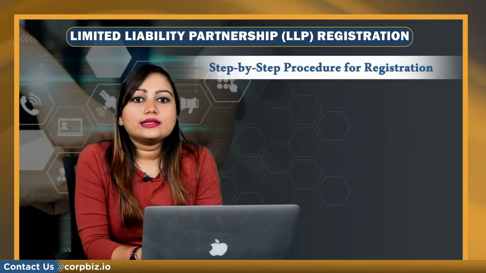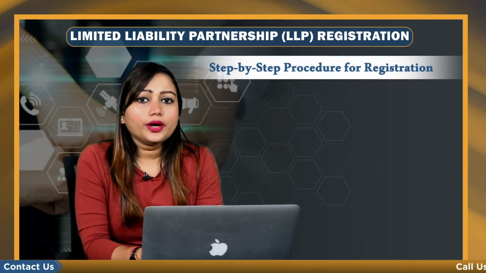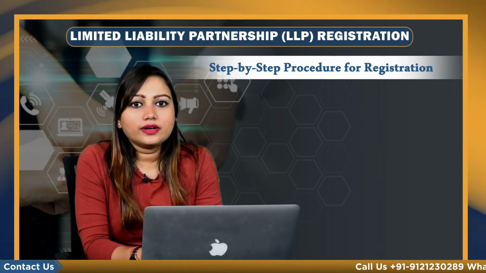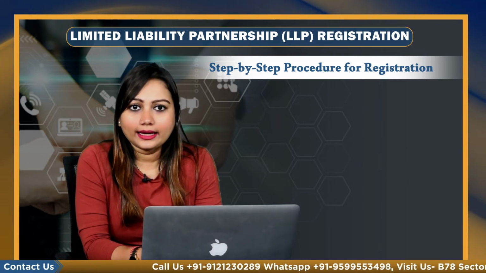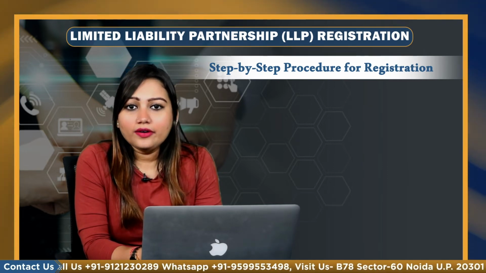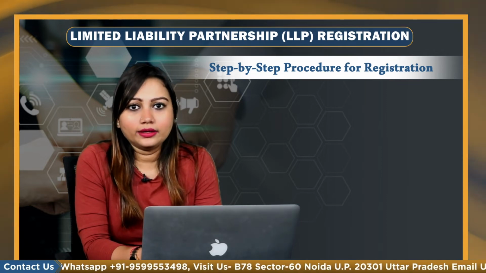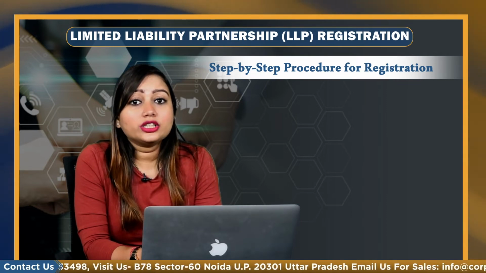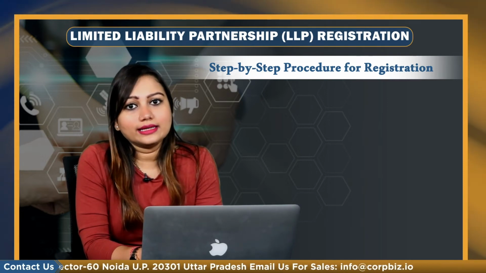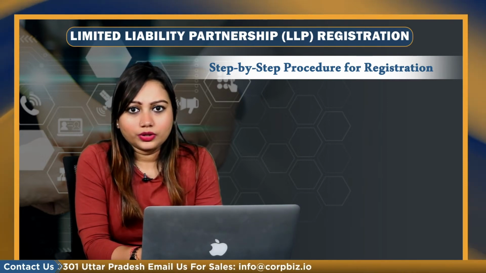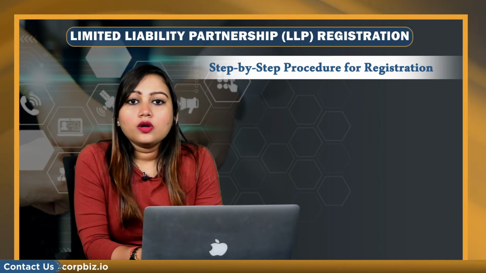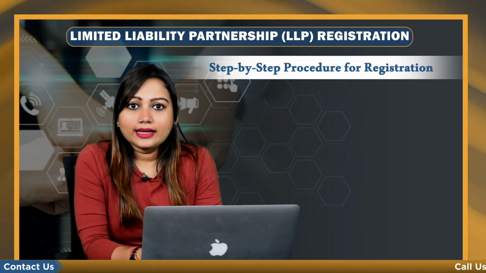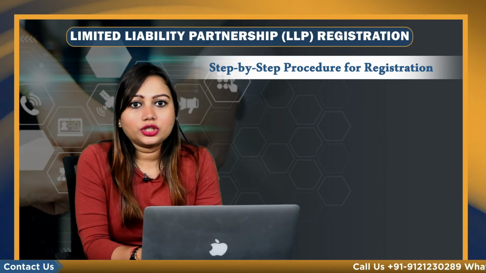Now let's take a look at the step-by-step procedure for registering an LLP in India. To incorporate an Indian LLP, you must first secure the designated partner identification number, also known as DPIN. This can be done by filing an e-form for securing DPIN or DIN. You would then require obtaining digital signature certificate, also called DSC, and register it on MCA's portal. After that, you need to get the name approval for the firm from the ministry. Once the name is acquired, you can incorporate the LLP by filing the prescribed application form.